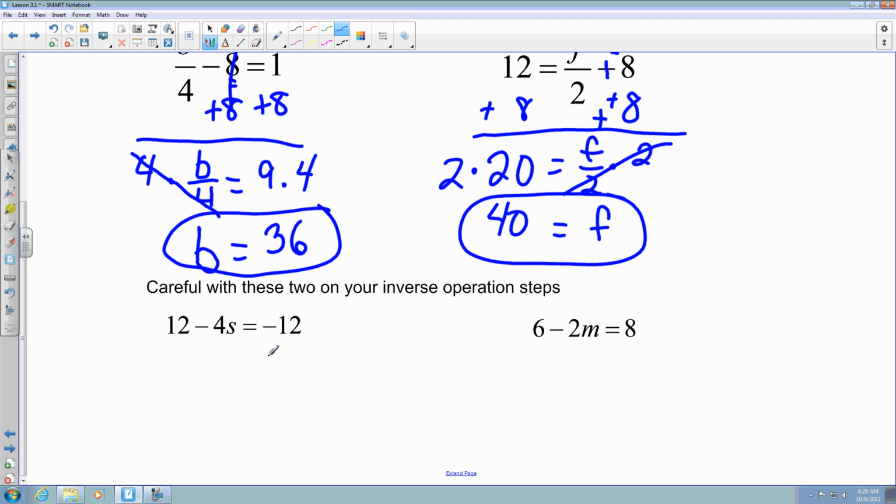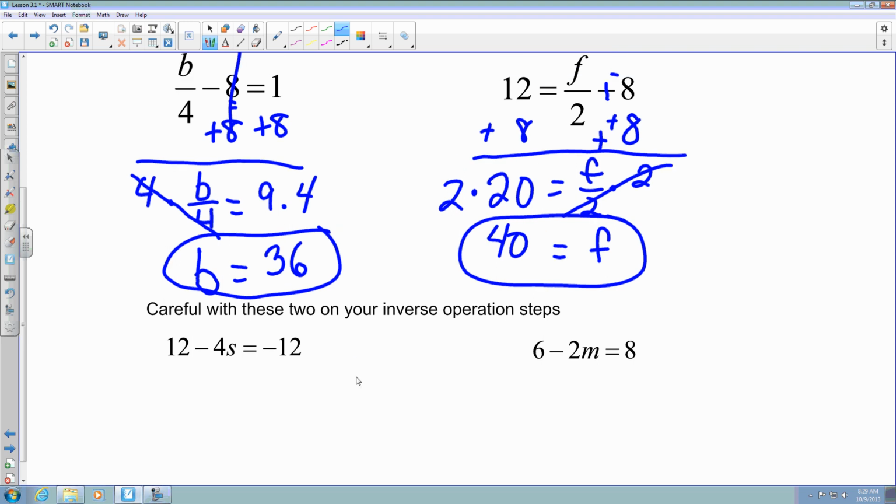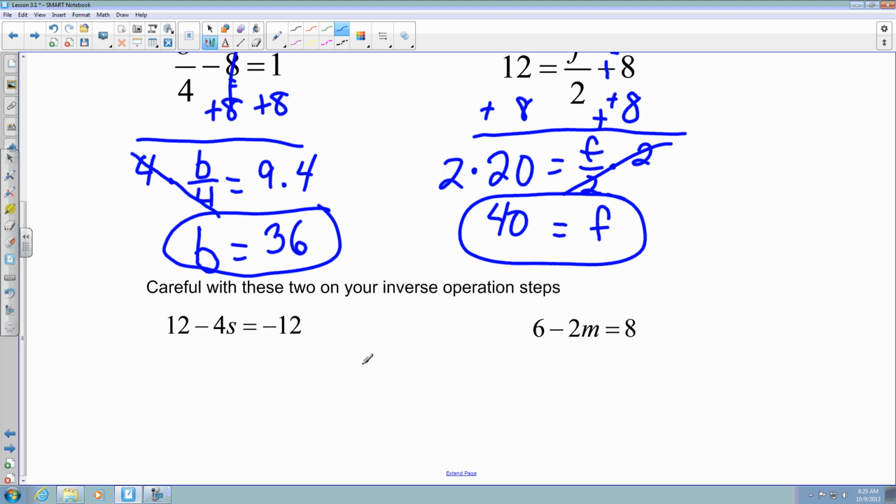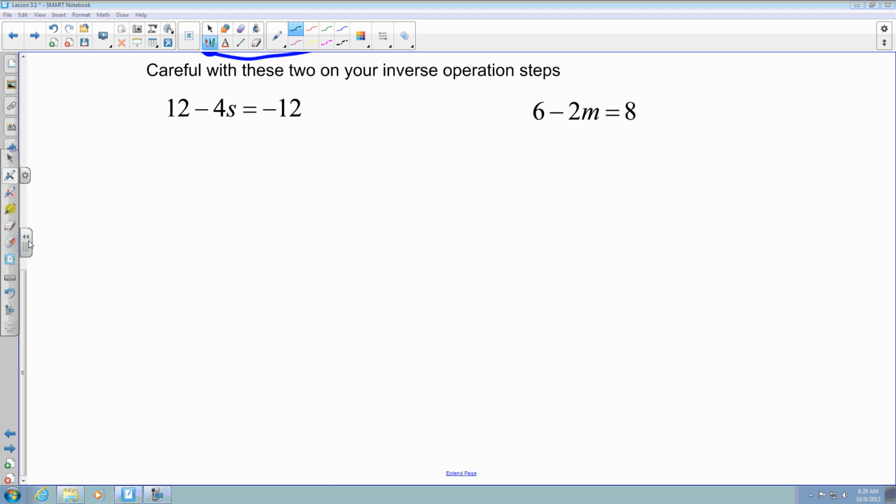Looking at these two examples, I have 12 minus 4s equals a negative 12. Extend the page. Looking at this one, my constant here is a positive 12. Since it's a positive 12, I have to eliminate it. So by eliminating it, I must subtract 12 from both sides. So be very careful about that.